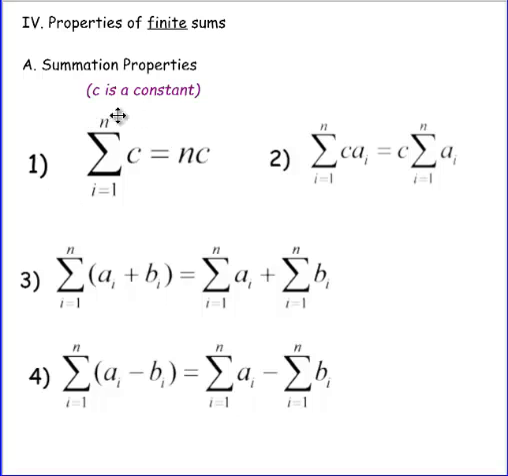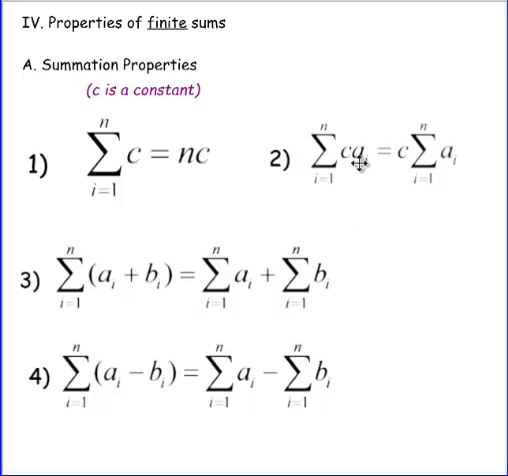This first one, c in this case is considered a constant. And we're going from 1 to n. The n just represents some number as our ending value. In this case, if it's a constant and you're just summing up that constant this many times, all you have to do is multiply n times c, and that would give you the summation.